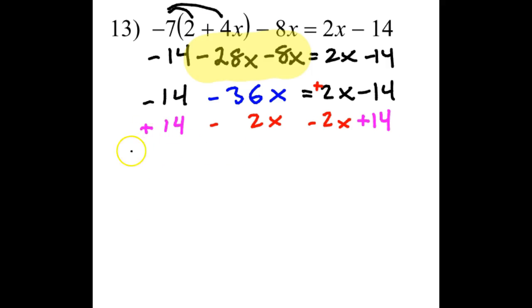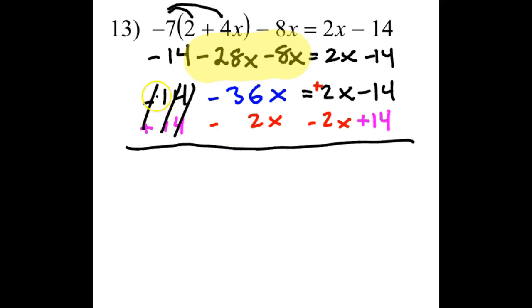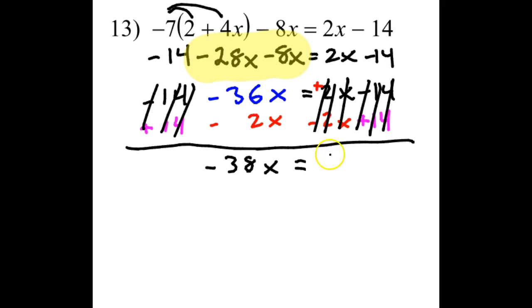Oops. There we go. So I get 0. 14 minus 14 is 0. Negative 36 and negative 2 makes negative 38. Bring down the equal sign. Now, what does the right-hand side equal? What's left over? Yeah, I have 2 minus 2, which is 0, and I have negative 14 plus 14, which is also 0. The entire right-hand side equals 0.